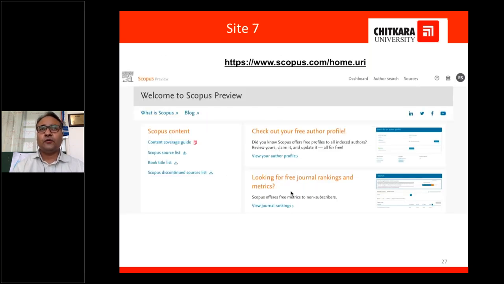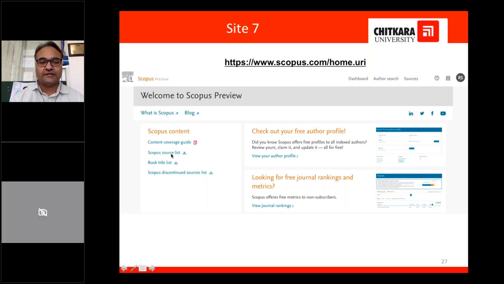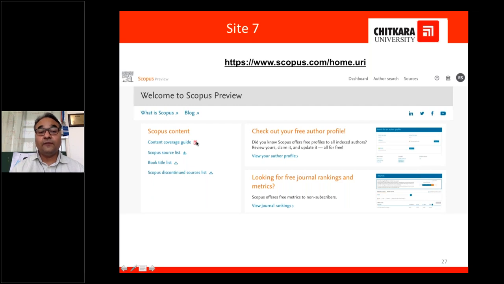Many times we do get requests, perhaps because people are not familiar with this. Although Scopus remains a paid service, some part of Scopus is always available to us. On the left side of the screen, you can note down the Scopus.com website. If you visit it and establish your account, which is free of cost, you would be able to download the list of Scopus journals. It's on the left side. You can download the list of Scopus indexed books. You can also download which journals have been discontinued from Scopus.